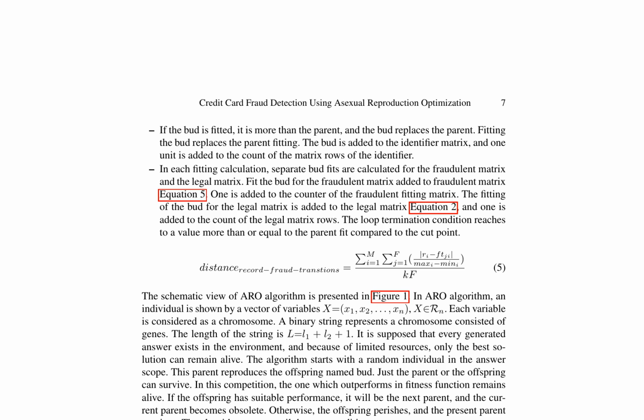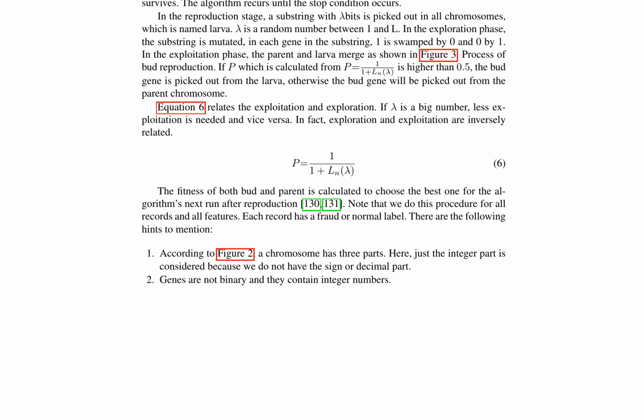The distance record is calculated as the maximum difference between the fraudulent transactions and normal transactions, normalized by the parent fit. The ARO algorithm is schematically represented in Figure 1, where an individual is denoted by a vector of variables x, comprising chromosomes represented as binary strings of length L.